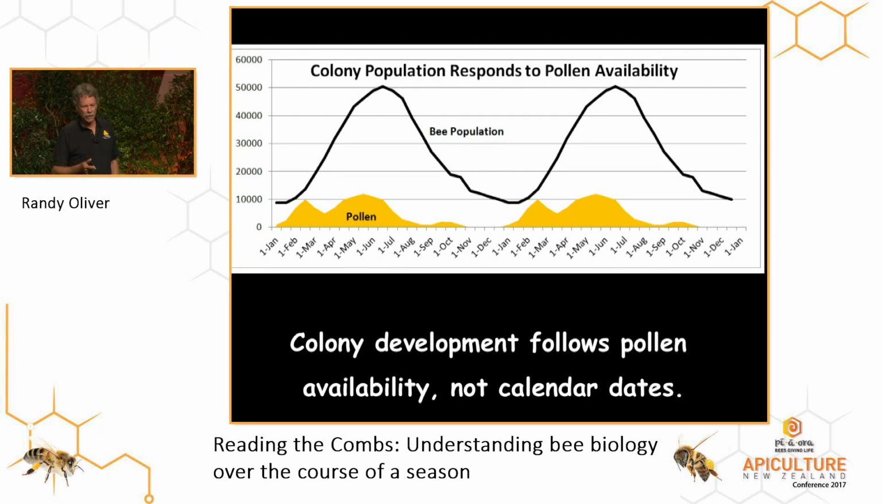And the reason is, it gets dry down there in late summer. There's no pollen coming in. That's winter to the bees. There's no food. They can't rear brood, so they form winter bees, the diutinus bees, and they go into their winter clusters to survive the pollen-free period.